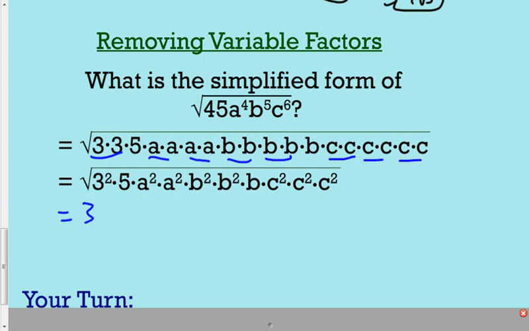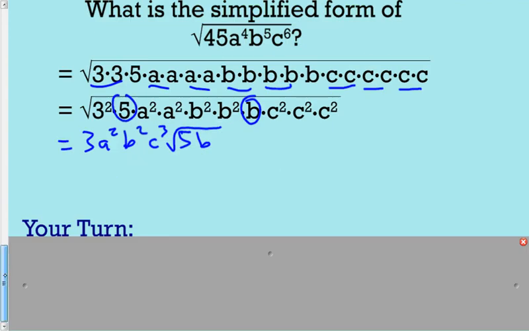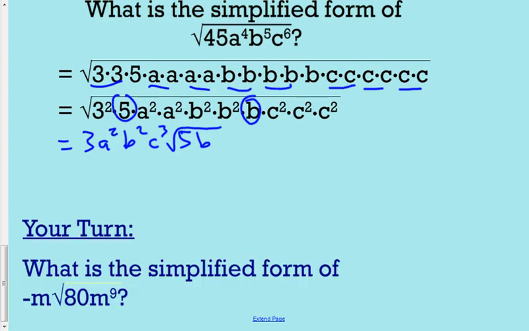3 a squared, because we'll have two a's pulled up, b squared, c to the third power. So there's going to be 1, 2, 3. And then we're left with this and this still on the inside. So times the square root of 5b. So that's fully simplified.